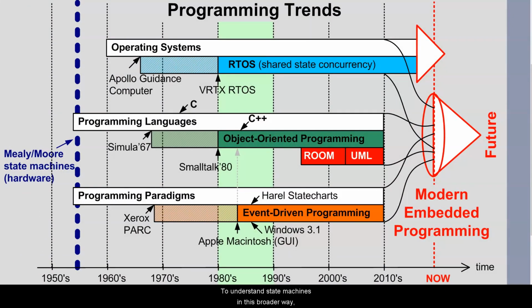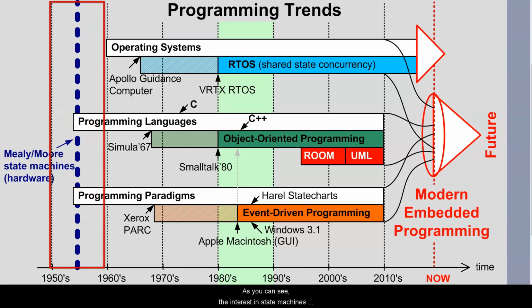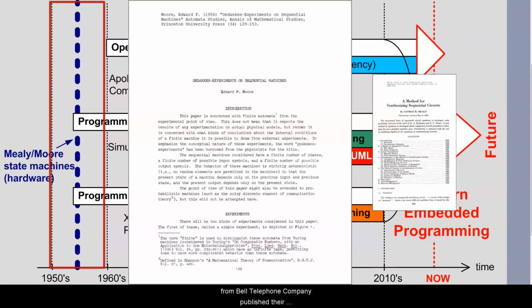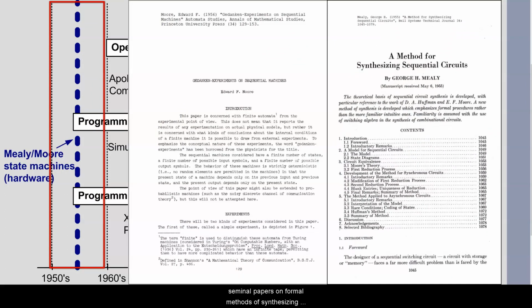To understand state machines in this broader way, you need to go to the beginning. So let me pull up my usual historical timeline, where you can see the important developments that influenced our embedded programming discipline. As you can see, the interest in state machines started almost 70 years ago, when in the 1950s, George Moore and Edward Mealy from Bell Telephone Company published their seminal papers on formal methods of synthesizing digital circuits. In those papers, they outlined the usefulness of state machines for designing such circuits.